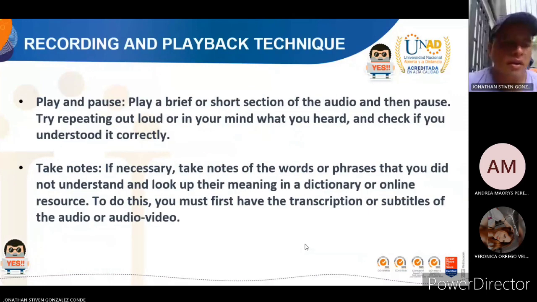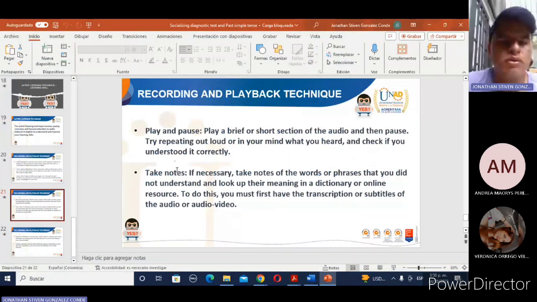Okay, the next one is play and pause. Play a brief or short section of the audio and then pause. Try repeating out loud or in your mind what you hear and check if you understood it correctly. And then you are going to take a note if necessary of what you did not understand and look up the meaning in a dictionary or online resource. To do this, you must first have the transcription or subtitles of the audio or audio video.